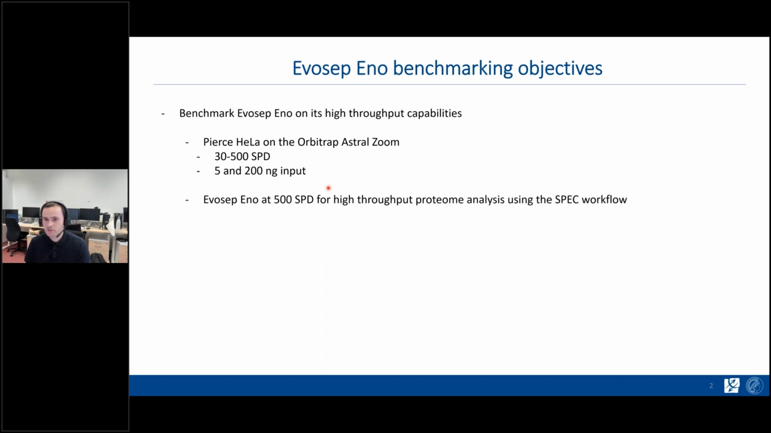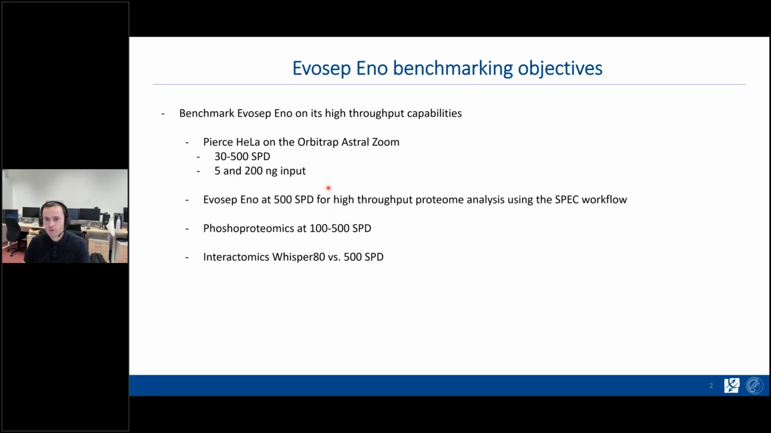And then we checked out how the 500 SPD method can handle more real samples by using our novel workflow for cell lysates. And then, since that worked very well, we also went to phosphoproteomics at high throughputs, also some interactomics that we scaled up from Whisper 80 to now 500 SPD as well.